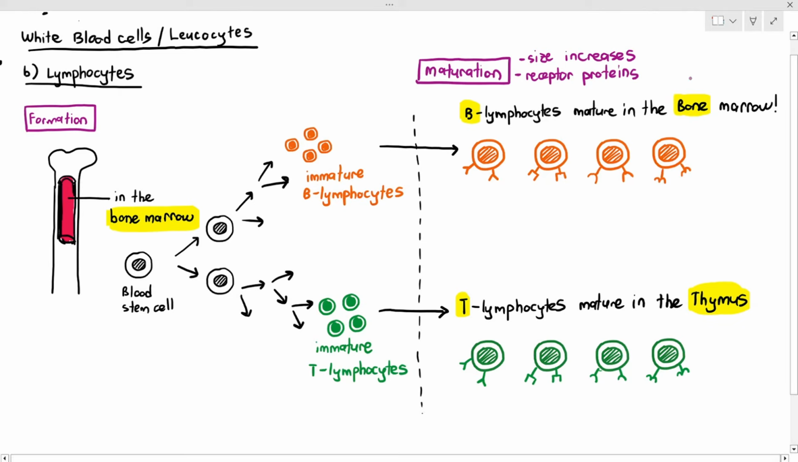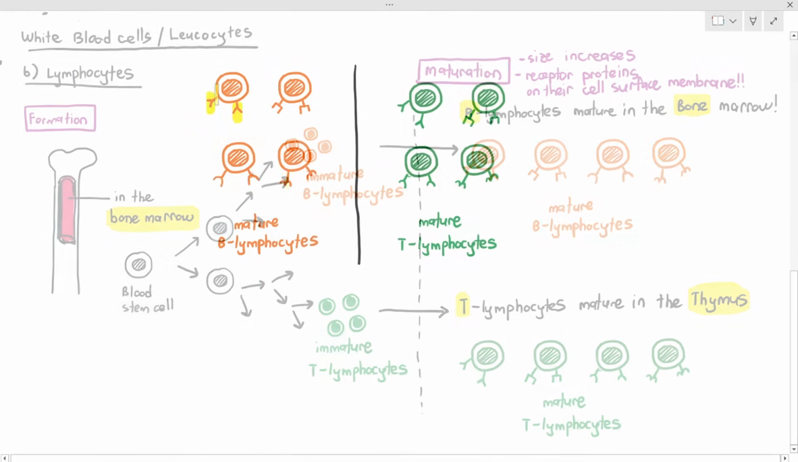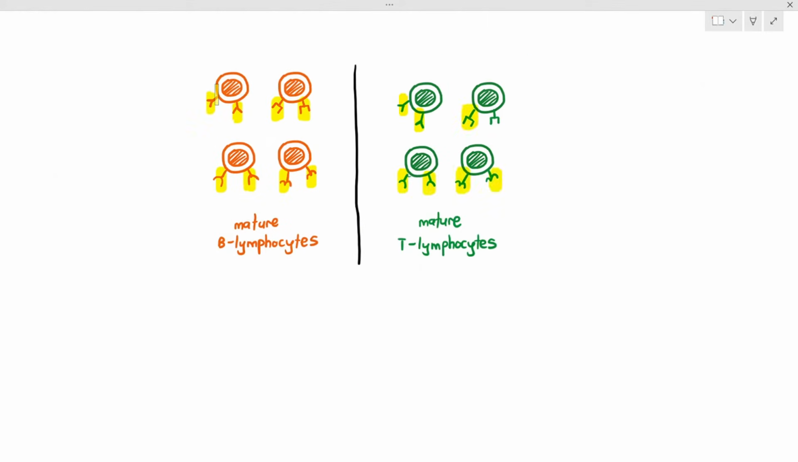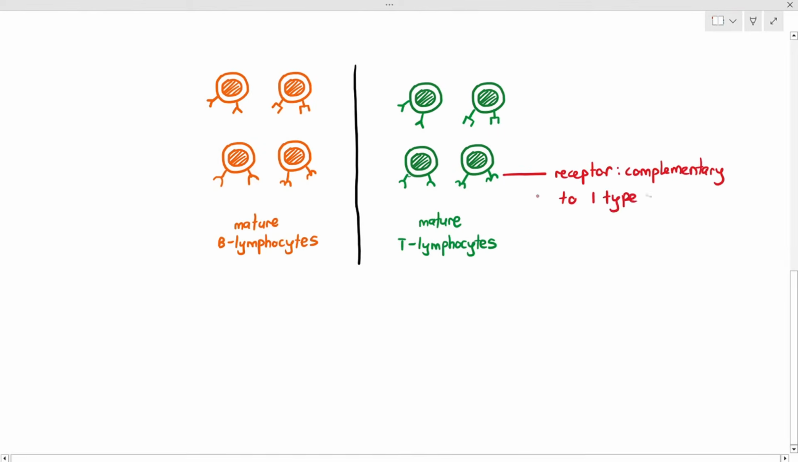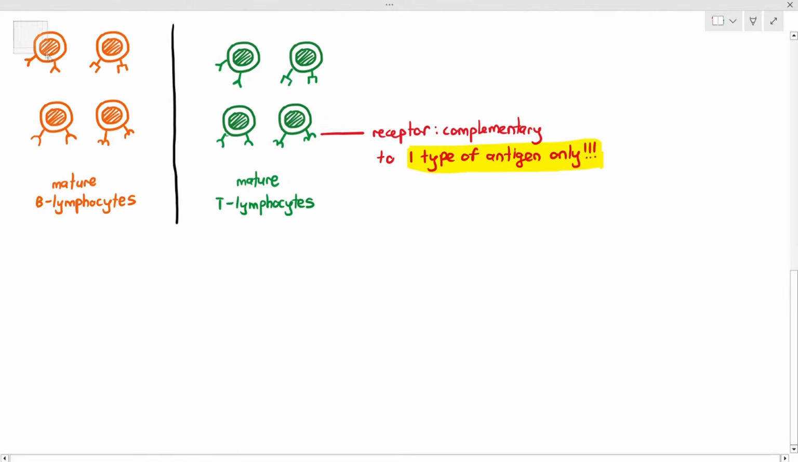So what are the functions of these receptors on the cell surface membranes? So that is what we want to look at. Now, a very important thing to understand here is each lymphocyte, whether it's B or T lymphocytes, have receptors which are complementary to one type of antigen only. What do I mean by that? If you look at each of the cell, yes, they have multiple receptors, but in each cell, the receptors are the same shape.